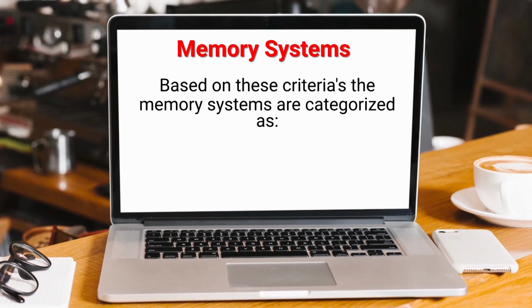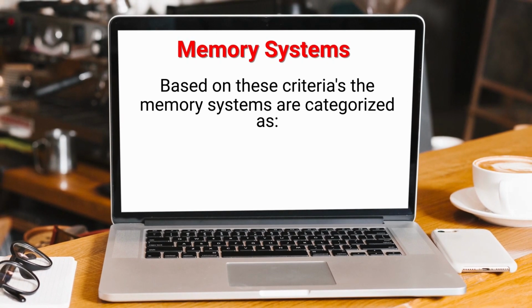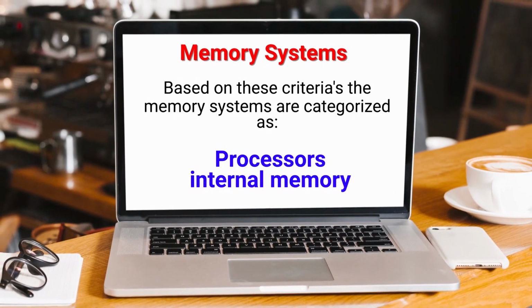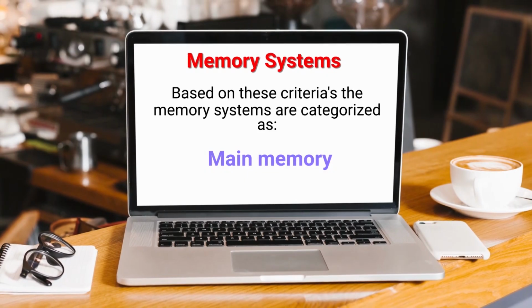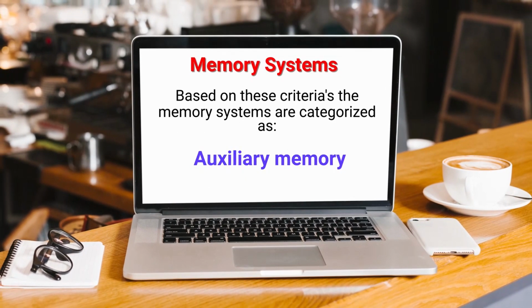Based on these criteria, we divide our memory system into different categories. Firstly, the processor's internal memory. Secondly, the main memory. And thirdly, the auxiliary memory. They have their own strengths when we talk about the devices within these categories.